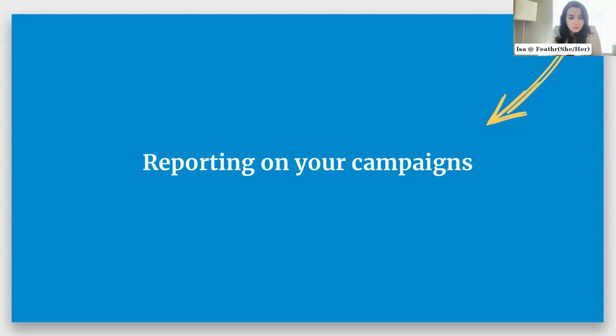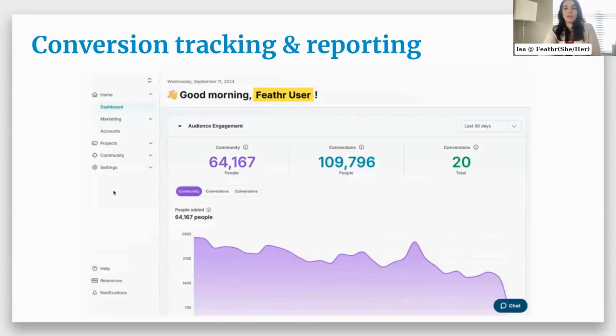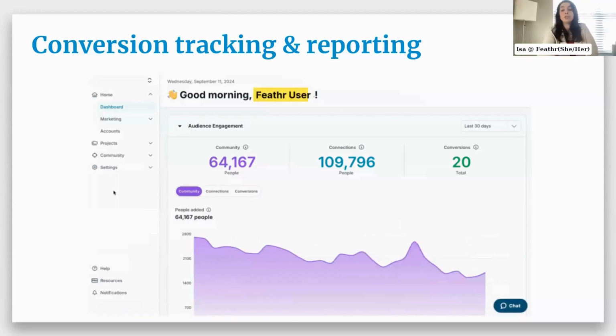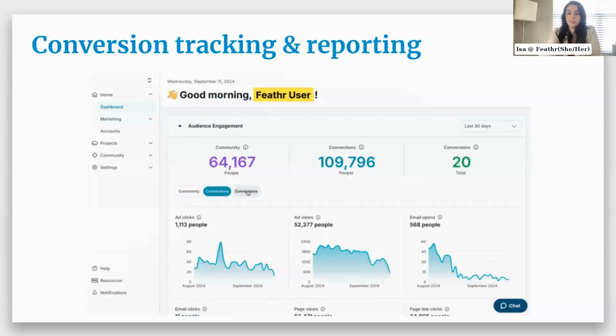Okay, let's talk a little bit about reporting. So I think it would be cool if you could talk about how Feathr's reporting features specifically have helped your team prove ROI, prove the value of marketing.